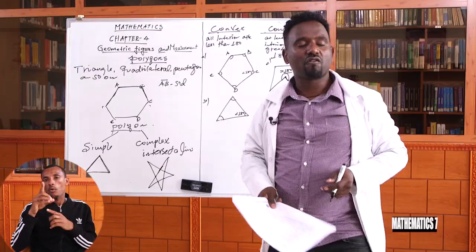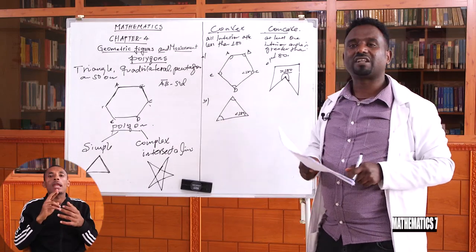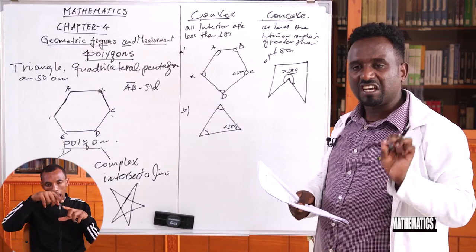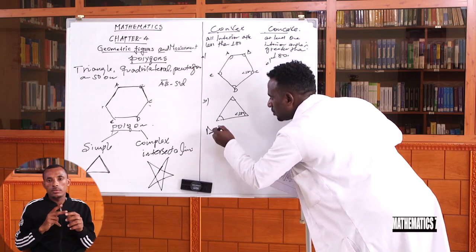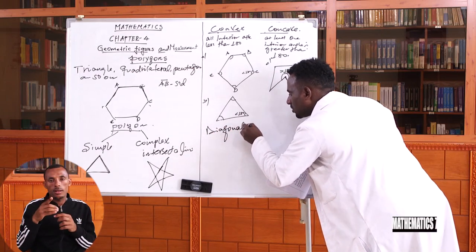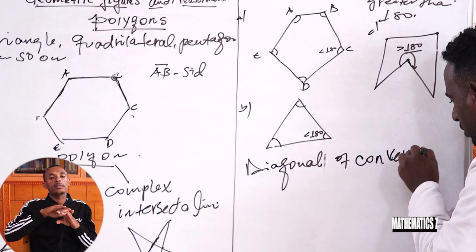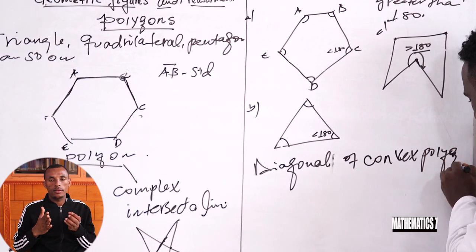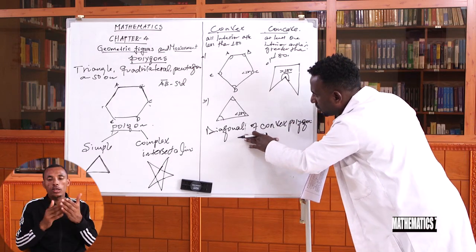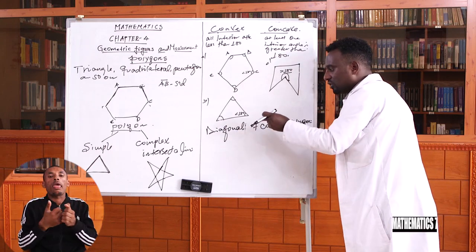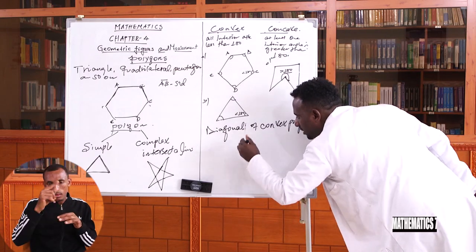The diagonal of a convex polygon is the line segment whose endpoints are non-consecutive vertices of a polygon. The diagonal of a polygon is the line segment which joins non-consecutive vertices, end to end. So let's see the given polygon.